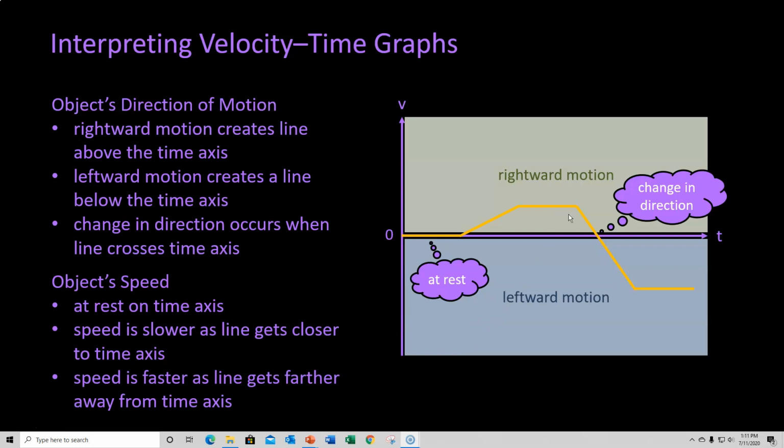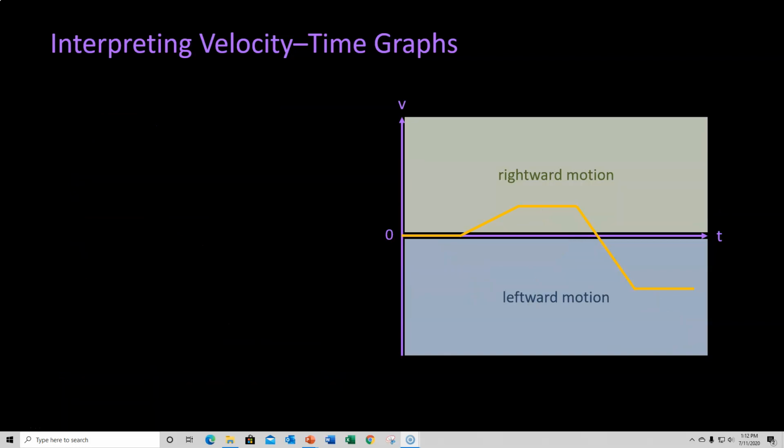So if we look at these two lines, this one indicates a slower speed than this one because this line is closer to the time axis than this line. This line is further away from the time axis. So it doesn't matter whether it's in the positive region or the negative region. The closer you are to the time axis, the slower the object's going.